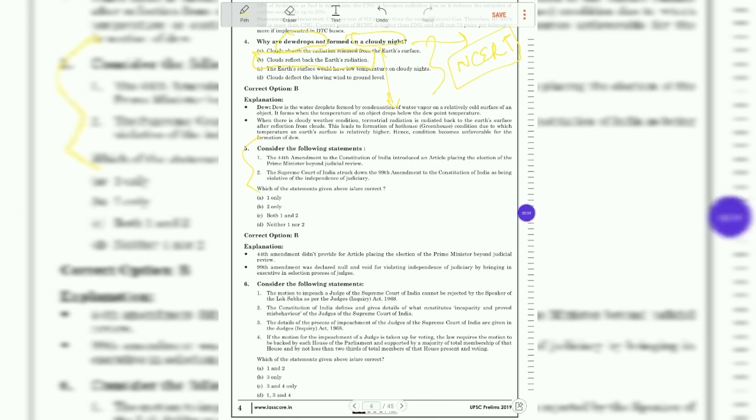In this polity question, there are two statements, right? One other good thing is, suppose this statement is very edgy, like Prime Minister beyond judicial review, and you are sure about the second statement. Just read the second statement. It's not like read first and then second, because many times these are mutually exclusive statements.